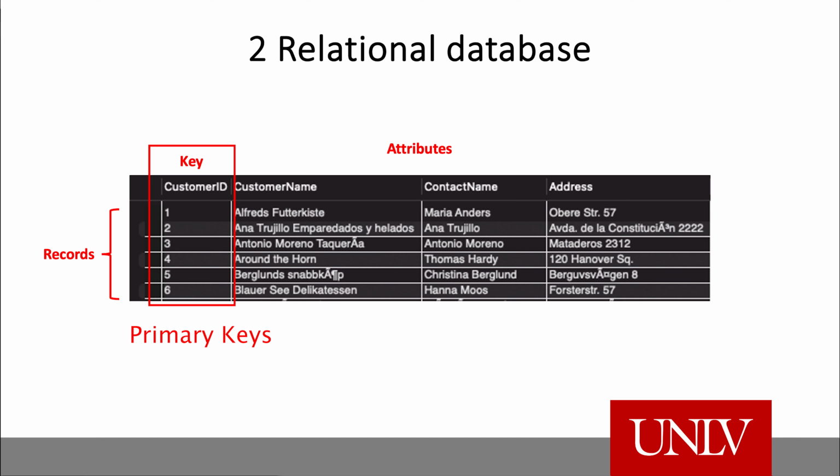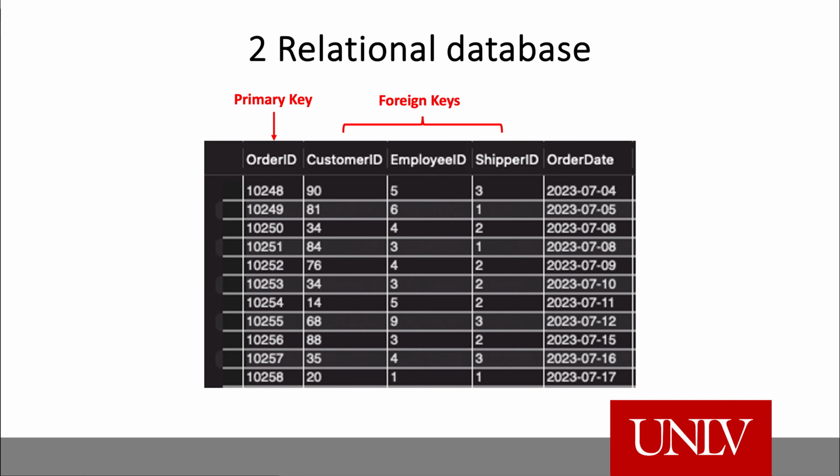And in this table, customer ID is defined as the primary key. It uniquely identifies each customer in the table. No two customers can have the same customer ID, and each customer must have a known value in this column. There is no foreign key in this table though, so let's see another example.